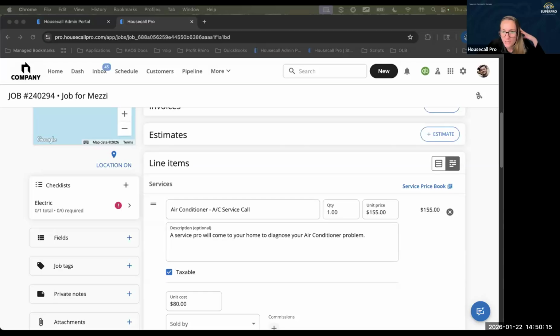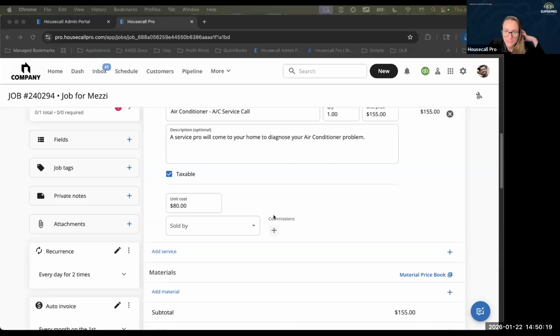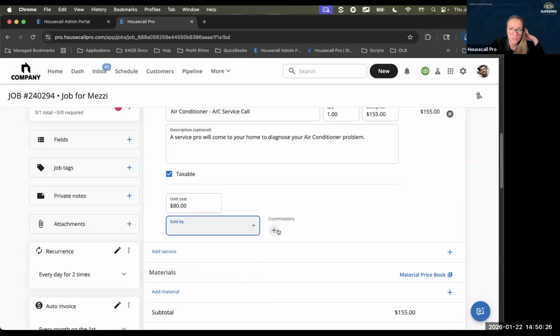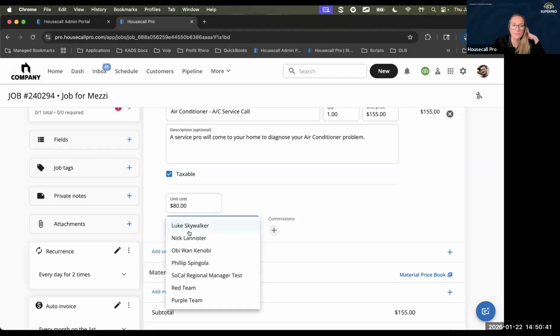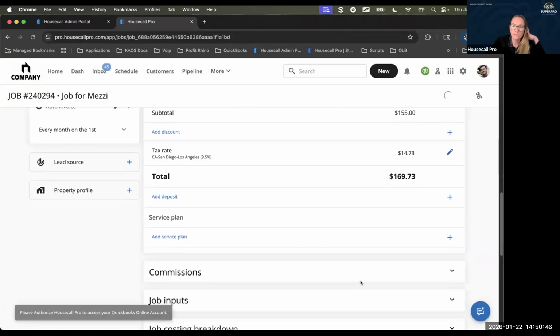Can you scroll down just a tiny bit? Yes. Do you see this right here? It says sold by, that's the selling tech. And then the commissions would go to whoever's doing the job. But with the sold by, it only gives you one sold by. There's not a percentage there. Right. But you'll have more flexibility with the new commissions after quarter one, hopefully.